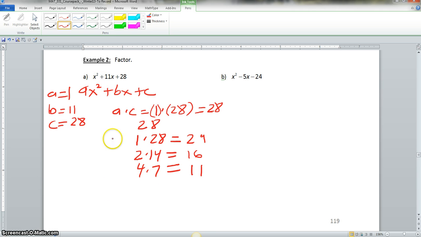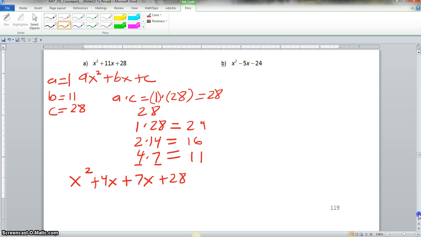So this is what we would do. We will go back to the original equation. We'll write x squared. This 4 and this 7 will replace the 11x. So it's positive 4, and we'll put the variable with the 4. And then it's positive 7, and we'll put the variable with the 7, plus 28. Now, if you look at this problem here, we have not changed it because we know 4x and 7x is 11x. So it's still x squared plus 11x plus 28.